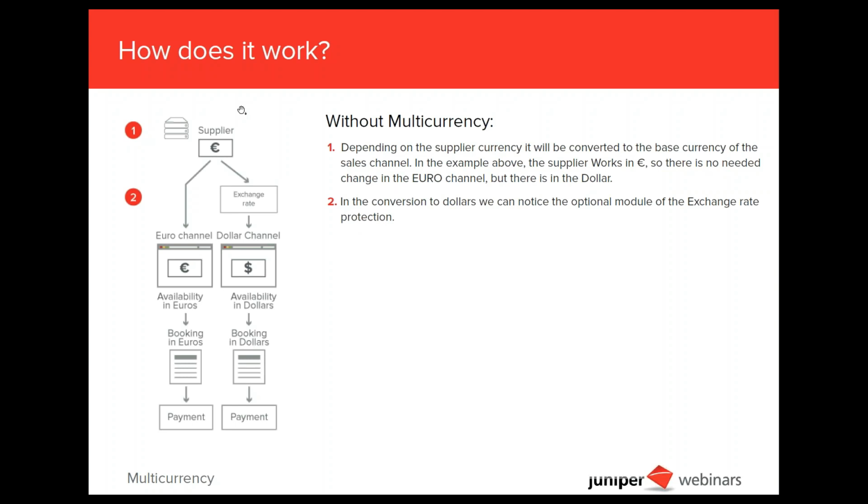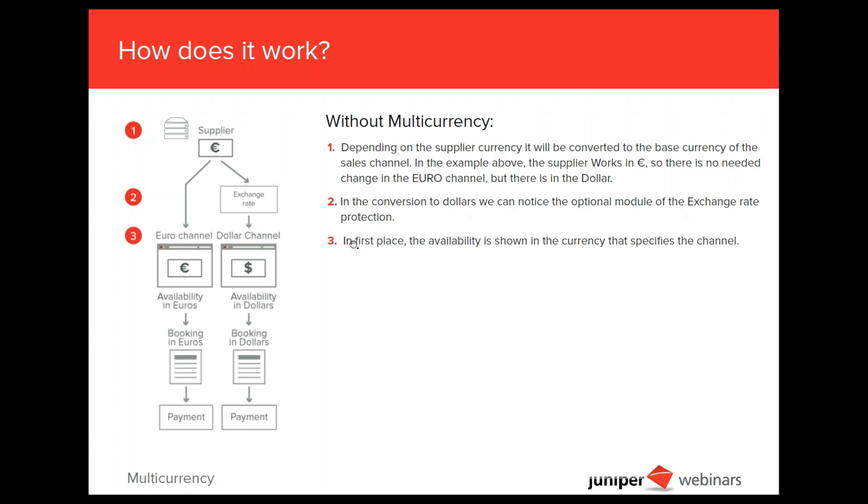We see here that the supplier works in euros, and we have two channels, one that is in euros and the other one that is in dollars. If we work in euros, there is no necessary conversion whatsoever, but for our sales channel in dollars, there is one. So in the conversion to dollars, we can notice this optional module of the exchange rate protection that we will explain further on. But basically here is the part of the process in which you are changing the euros into the dollars, so these prices can be shown in this sales channel.